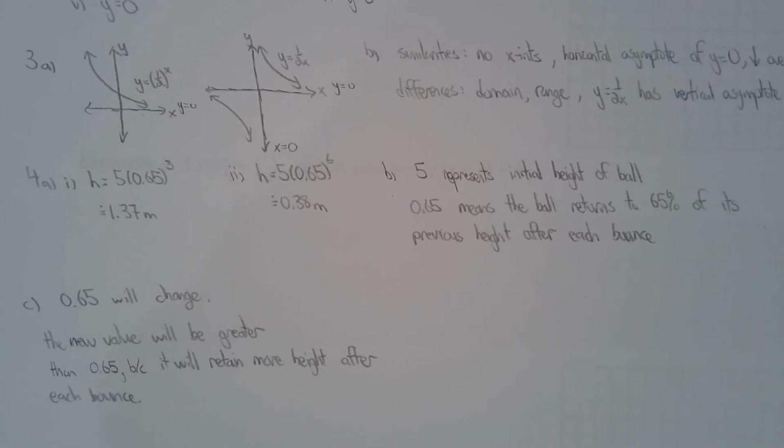If the material of the ball is such that its rebound in each bounce is greater, then 0.65 will be greater, because you're retaining more of the height that you had from before after each bounce. So I don't know, you can change 0.65 to like 0.8. You retain 80% of the previous height after each bounce. But anyways, that's it for this homework sheet. So hopefully there weren't too many issues.